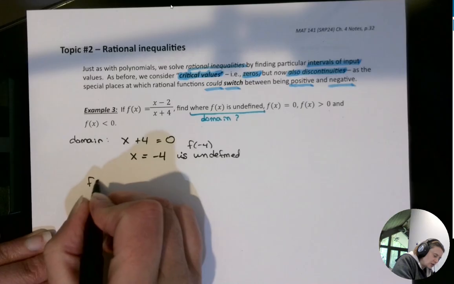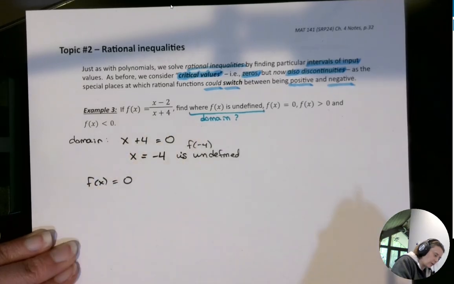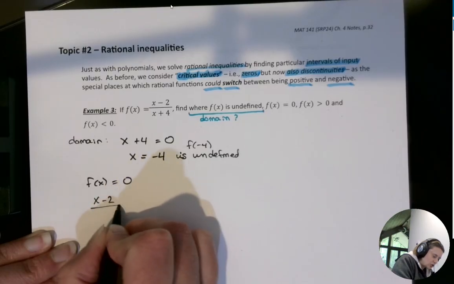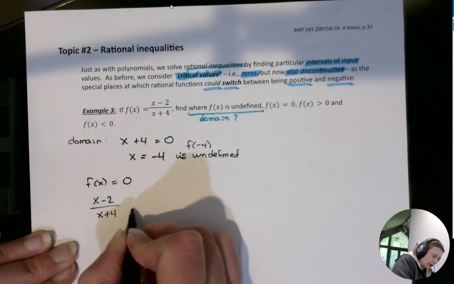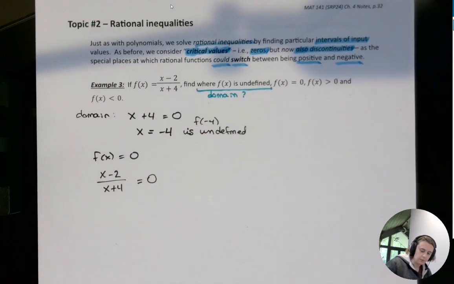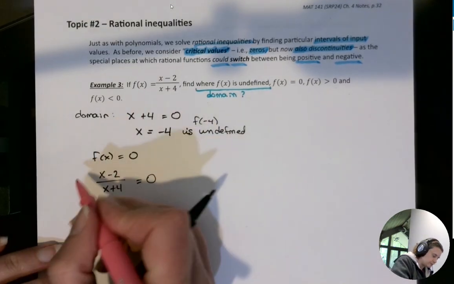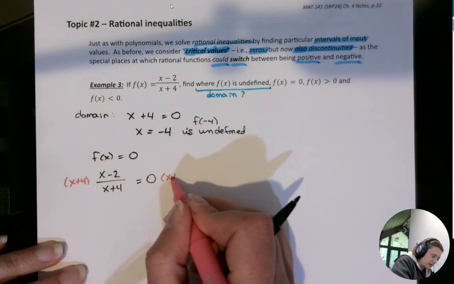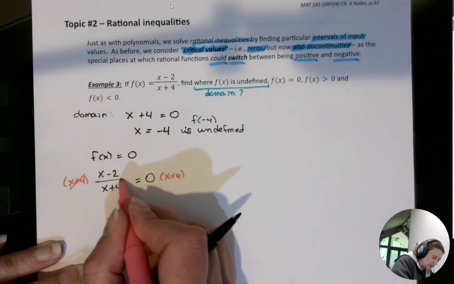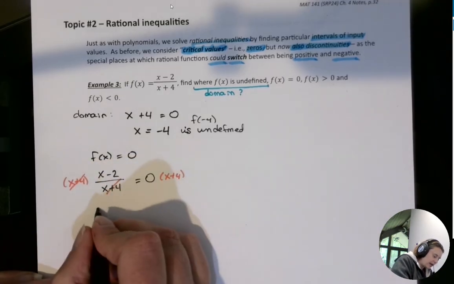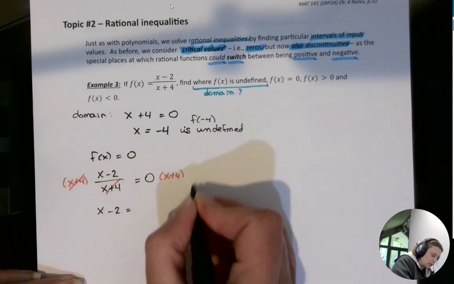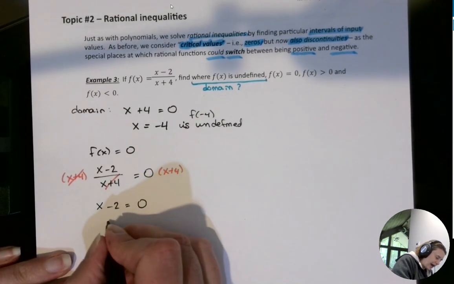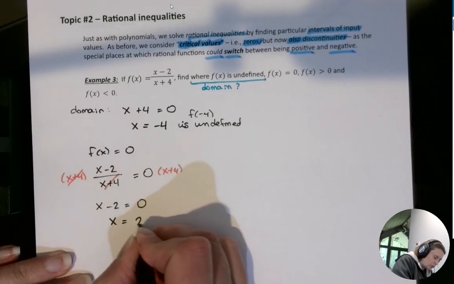Now we are going to solve f of x equals 0. So we're going to take that function, x minus 2 over x plus 4, and set it equal to 0. Because it's a fraction, we're going to multiply both sides by the common denominator, which if there's only one denominator, it gets to be the common denominator. And that gives us x minus 2 equals anything times 0 is still 0. So I can solve this by adding the 2 over and get x equals 2.